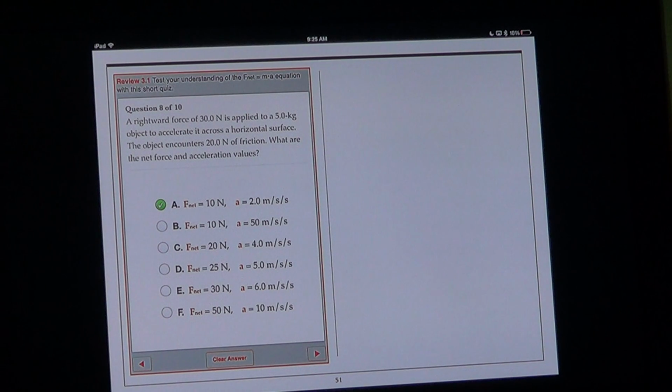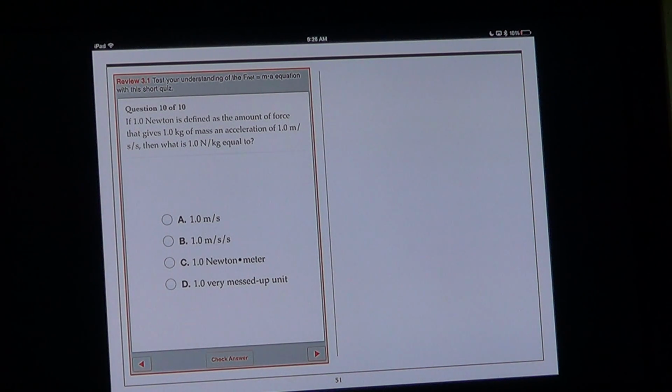So, okay. Okay, number 9, a rightward force of 40 is applied to a 5 kilogram object to accelerate it across the horizontal surface. The object encounters 10 newtons of friction. What are the net force and acceleration? Good. Does everyone see where that's coming from? Yes. The acceleration, because you get the net force of 30 and then you divide that by what? The weight, oh, okay, or the mass, sorry. Yeah. Okay, good. Last one.